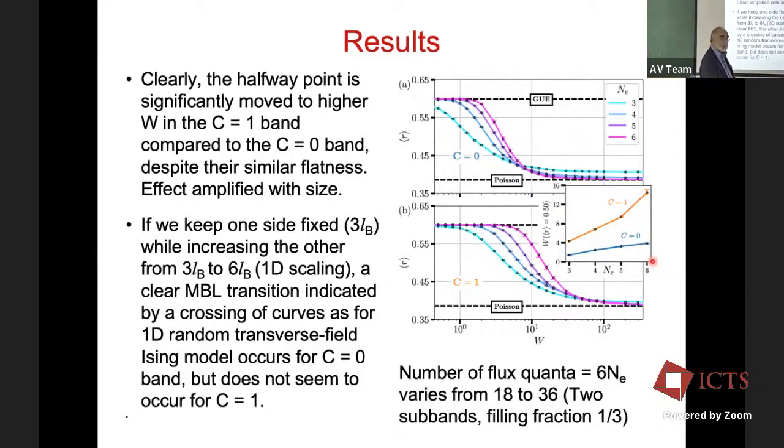What was the band gap on this scale? Much larger? The band gap was 8,000, so it's 8 times 10 to the 3. Right. So it's way far, so we can assume that the other band is not affecting anything. Yeah. Right.